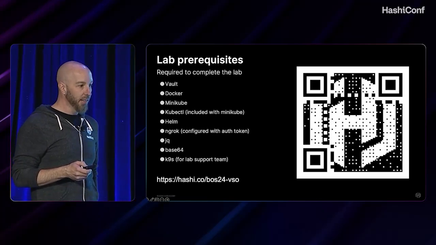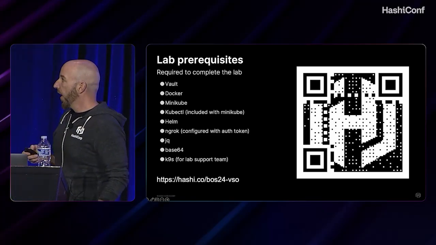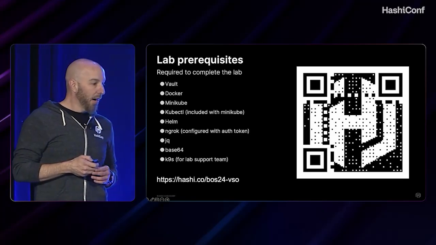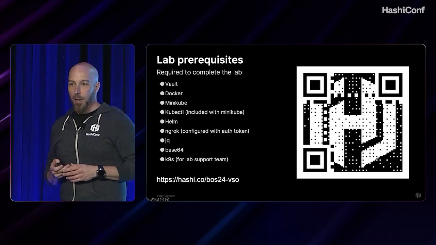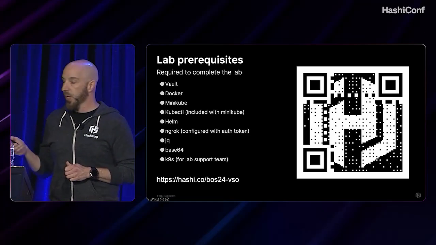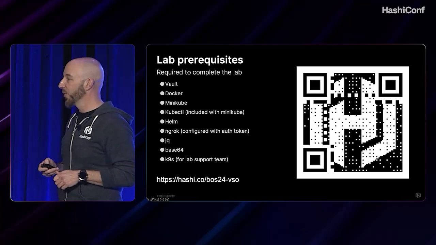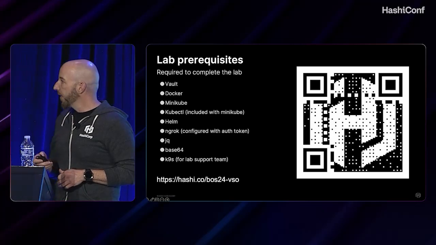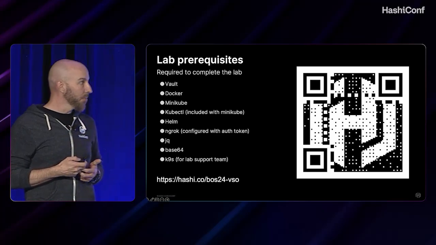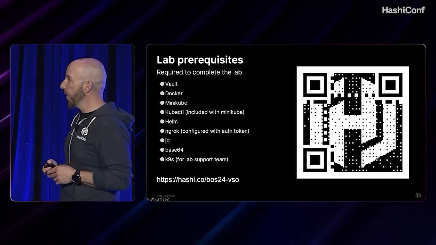You're going to need Docker installed, which you're going to use to run Minikube. You'll need the Vault CLI. It doesn't matter whether you're using the Vault Community Edition CLI or Enterprise, both will work. And to mimic exposing services, we're going to use ngrok to make that simple and repeatable. I didn't have insight into the hotel network to do it any differently. And JQ and base64 are utilities, so we can display some JSON and decode some secrets, and K9s for lab support if you run into any trouble.